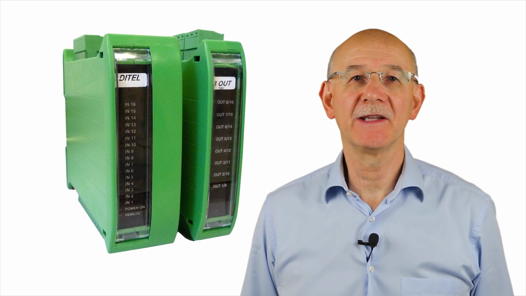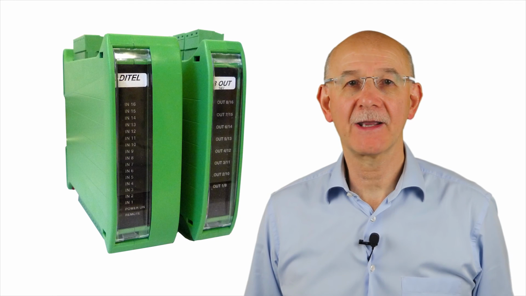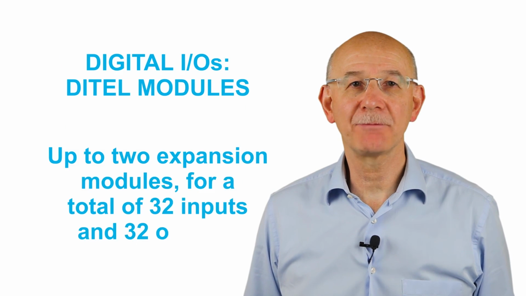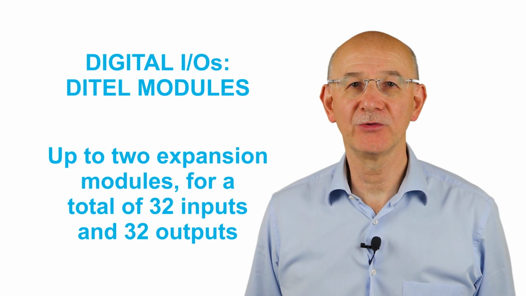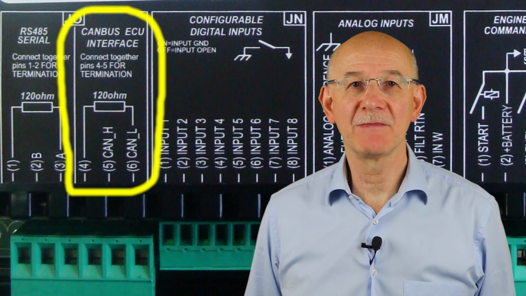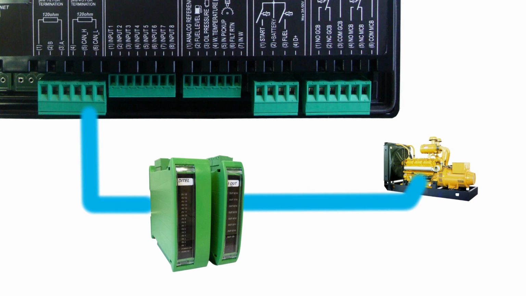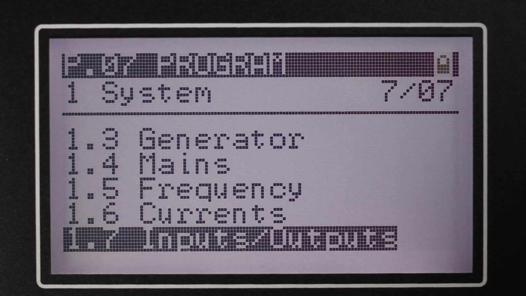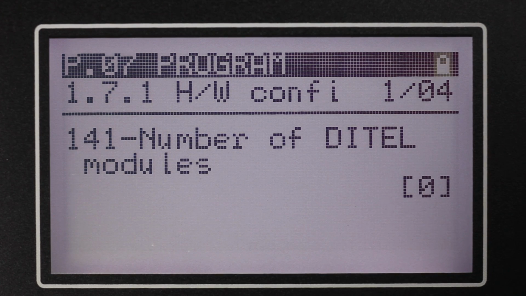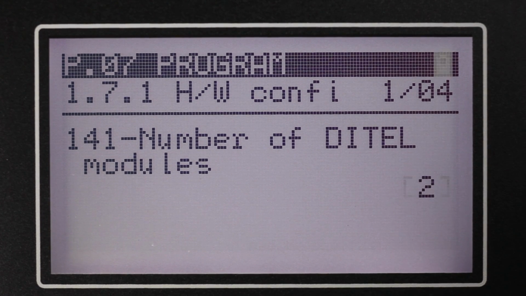It is possible to expand the number of available digital and analog inputs and outputs by means of external modules. Regarding the digital inputs and outputs, up to 2 expansion modules can be connected for a total of 32 inputs and, if included, 32 outputs. The expansion modules must be connected on the CAN bus ECU interface. Adding an expansion module can be easily accomplished by BoardPRG3 or by the programming menu of the controller, using menu 171. Set P141 to 1 or 2, depending on the number of added modules.